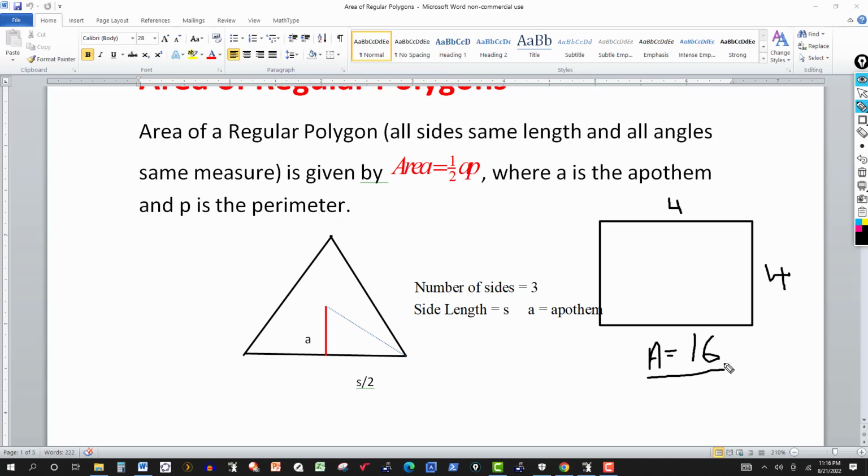Now, let's suppose I want to use this formula here. Now, keep in mind that anytime you got to use the apothem, you can only use this formula if it's a regular polygon. That means all the sides have to be the same length. All the angles have to have the same measure. Well, in this case, a square is a regular polygon because all 4 sides are the same. 4, 4, 4 all the way around. All the angles are 90 degrees, so it works.